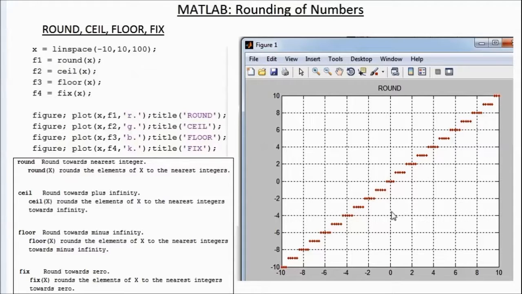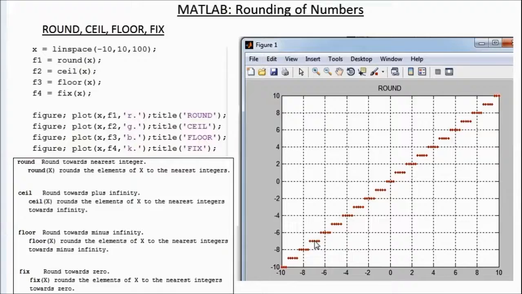If you look at the neighborhood of 4, the round command rounds towards nearest integer. So the rounding of numbers from 3.5 to 4.5 should be 4. So look at the neighborhood of 4. So 3.5 to 4.5 all map to 4. 4.5 to 5.5 map to 5 and so on. So this is how the graph of the round command looks like.